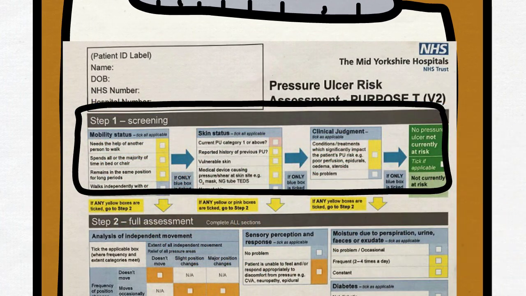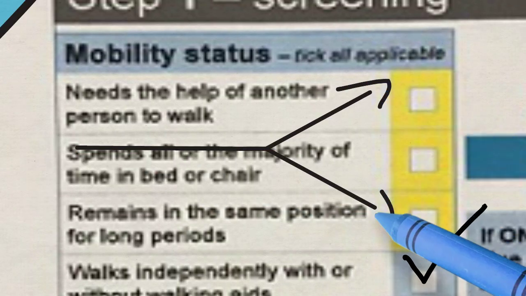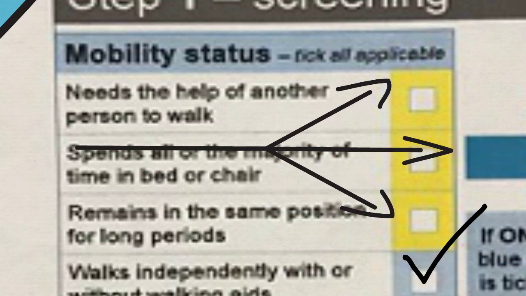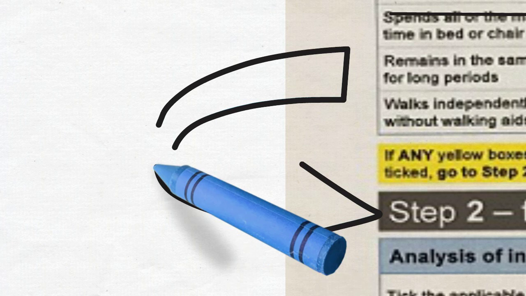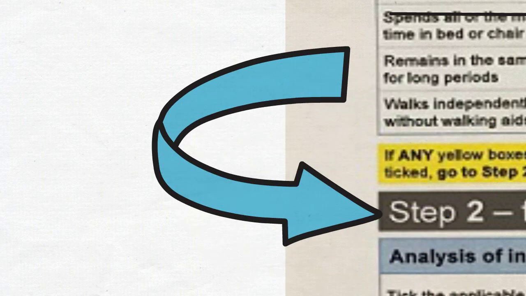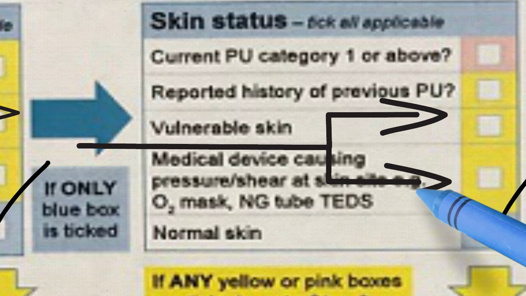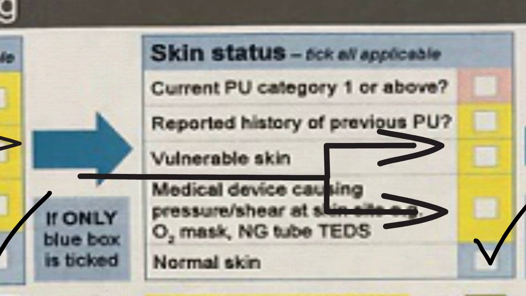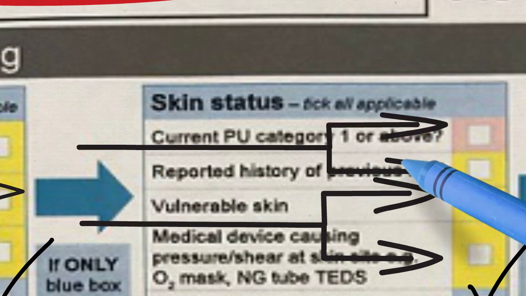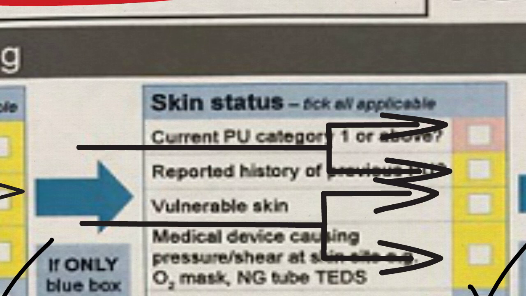Moving back to step 1 and mobility status. If any of the yellow boxes are ticked, the screening section is complete. You then move on to step 2, full assessment. There is no need to complete the skin status or clinical judgment boxes in step 1. If, however, the patient is independently mobile but has a risk factor identified in either the skin status or clinical judgment sections, step 2 needs to be completed in full.